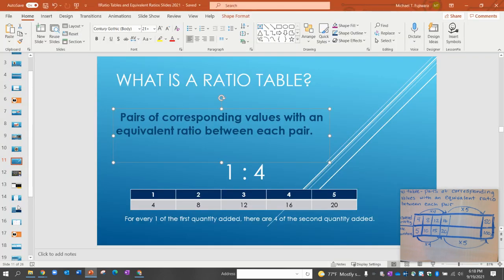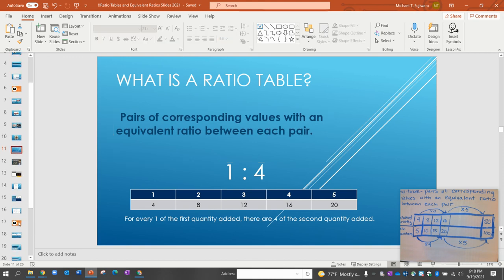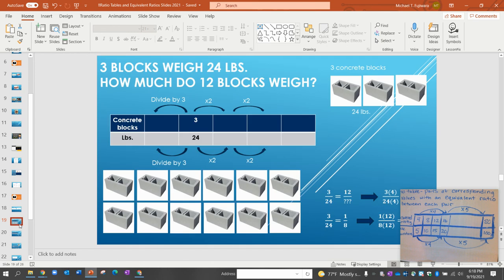One thing to keep in mind on this is that sometimes we're working backwards to try to figure out other parts of the table where we're not starting with the original ratio, we're starting with an unsimplified ratio, like in this example here. So it says 3 to 24.